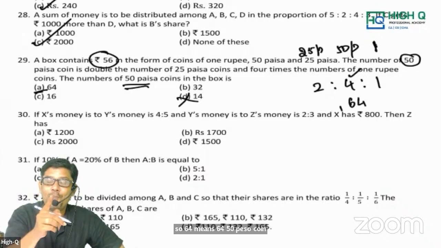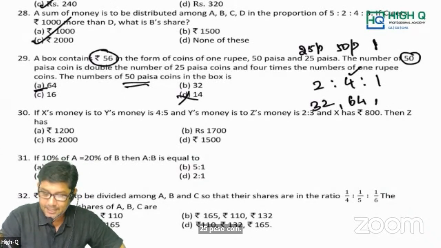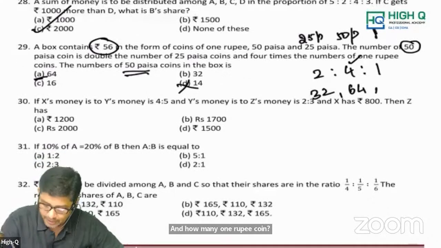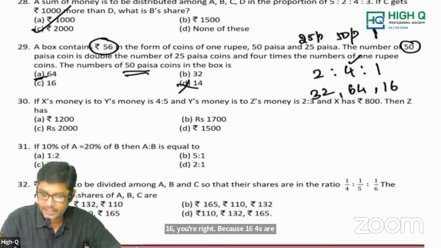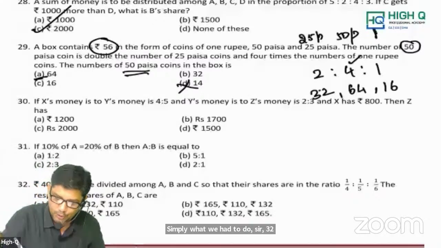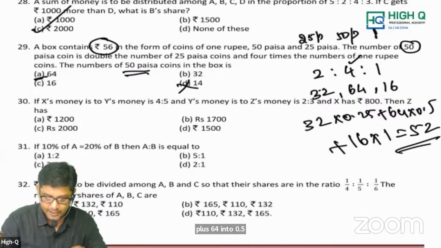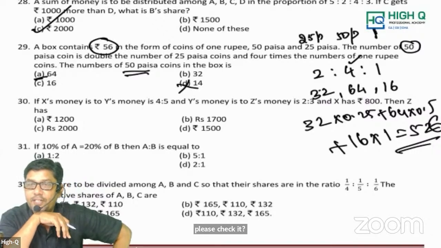Then how many 25 paise coins? 32 25 paise coins. And how many 1 rupee coins? 16. Very good. You're right, because 16 fours are 64. 4 times, and here 2 times. Am I right, my dear? Simply what we have to do? 32 into 0.25 plus 64 into 0.5 plus 16 into 1. Are you getting 56 rupees or not? Can you please check it?